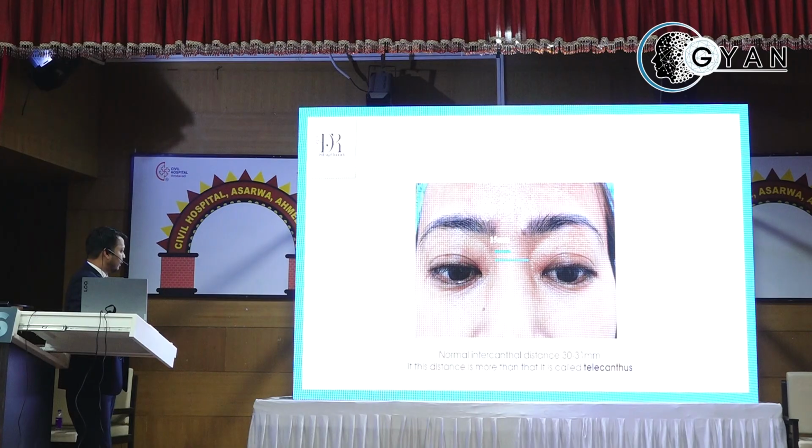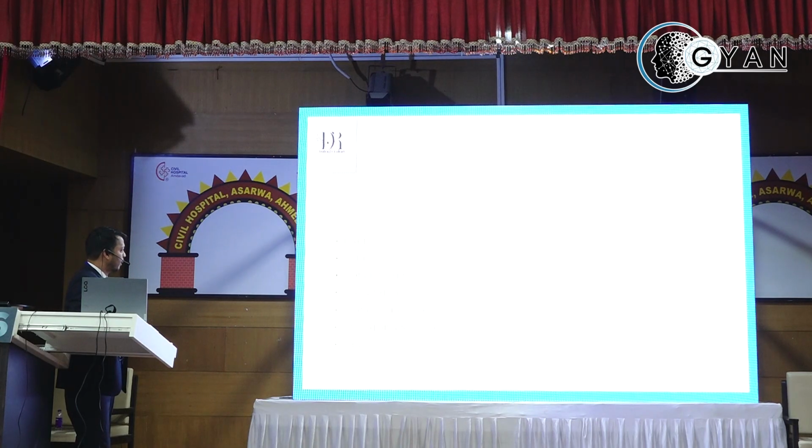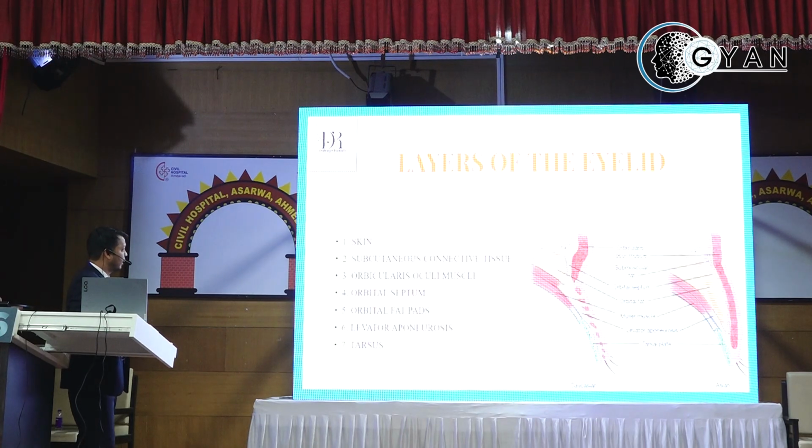Now the normal intercanthal distance, as you know, is 30 to 31 mm. If the distance is more than that, it is called telecanthus. Now we will discuss the layers of the eyelid.